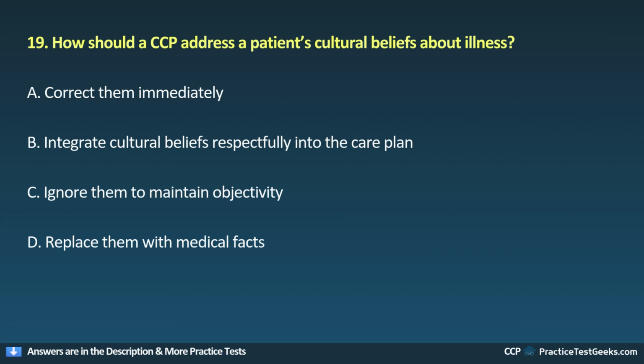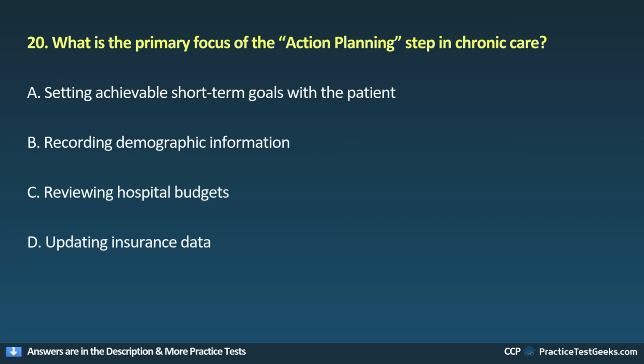C. Ignore them to maintain objectivity. D. Replace them with medical facts. 20. What is the primary focus of the action planning step in chronic care? A. Setting achievable short-term goals with the patient. B. Recording demographic information. C. Reviewing hospital budgets. D. Updating insurance data.